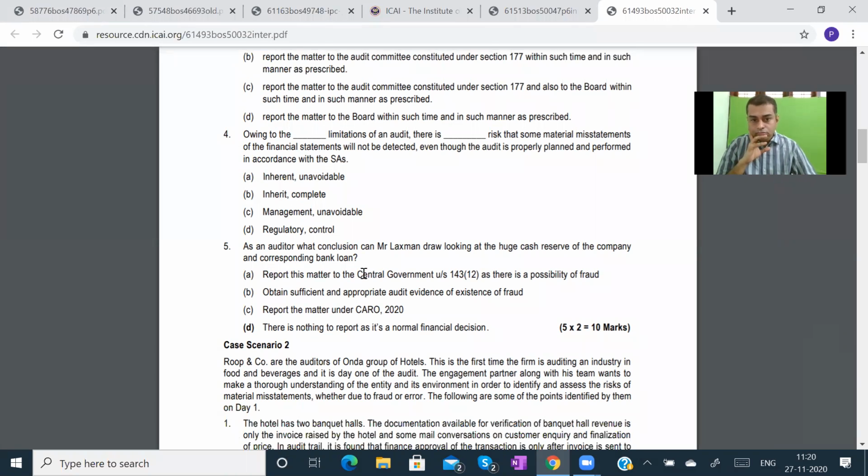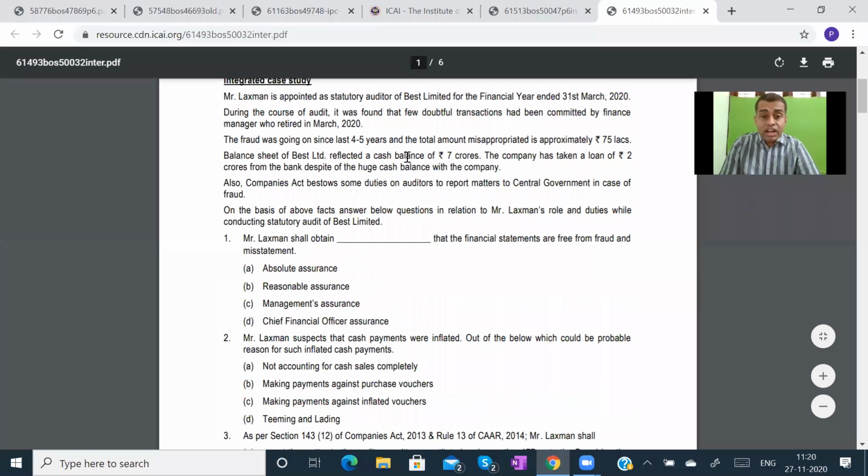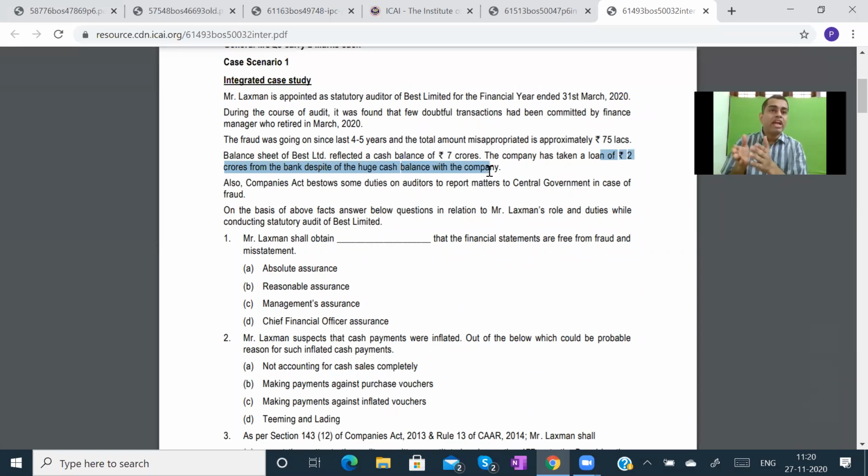"As an auditor, what conclusions can Mr. Lakshman draw looking at the huge cash reserve of the company and corresponding bank loan?" This is probably the only MCQ which is connected to the case study. Now go back to the case study. In the case study, they said the company is having 7 crores of cash balance and they took 2 crore rupees of loan. Now the question is, when you have 7 crore rupees of cash in your hand, why are you taking 2 crore rupees of loan? Unnecessarily you will pay interest also.